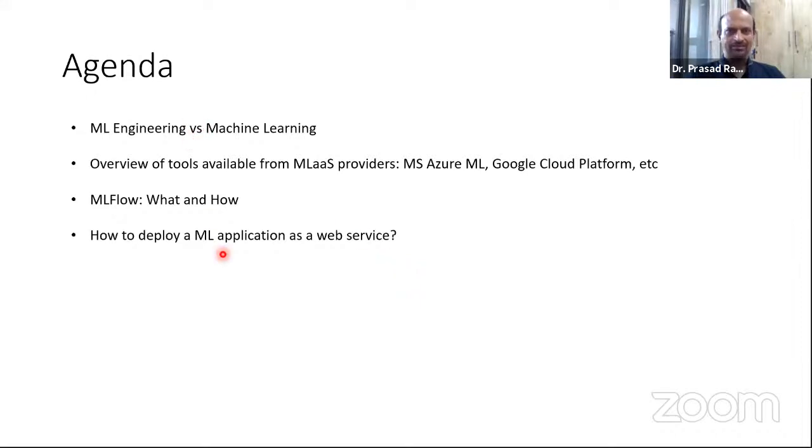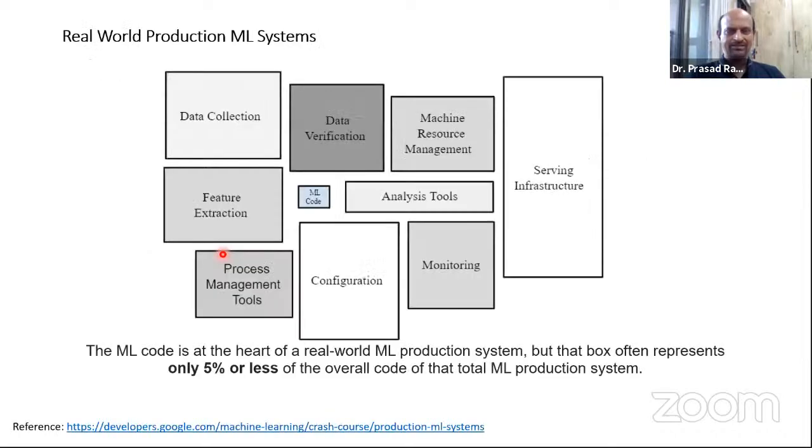So with that background of what we are going to try and cover today, let us understand what are the various components of a real world production machine learning system. Now in this particular diagram, you will notice that the actual ML code represents less than 5% of the overall code that goes into a total production system that is leveraging machine learning.